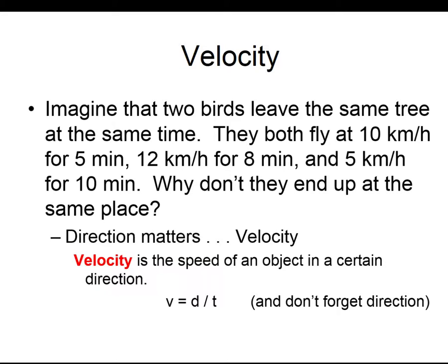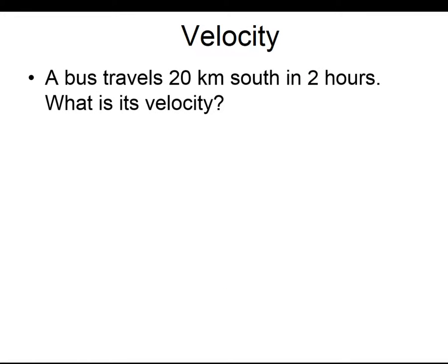So you see your formula for velocity. It's just distance divided by time, just like speed was. But now we have to add a direction to it. It's speed in a certain direction. So same formula we just had. So if you can do the speed formula, you can do velocity. Just don't forget to add a direction. So we're going to do some examples.